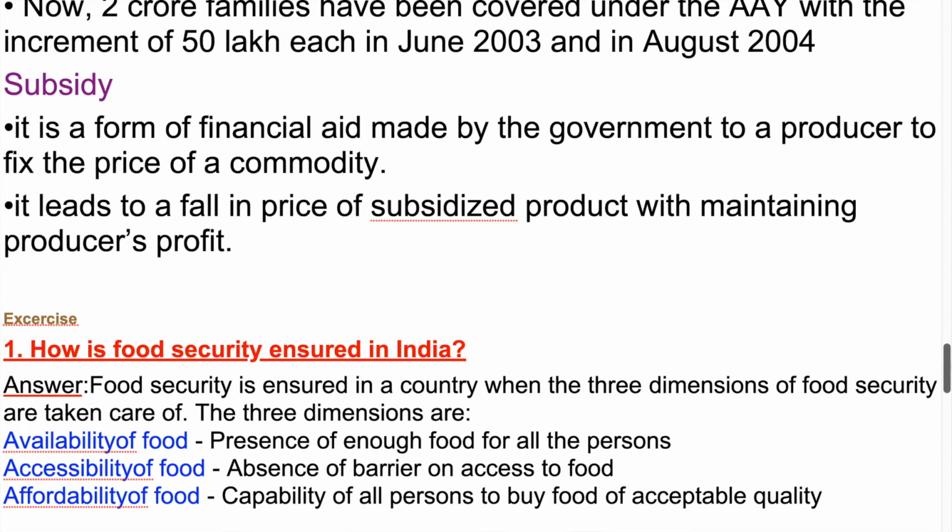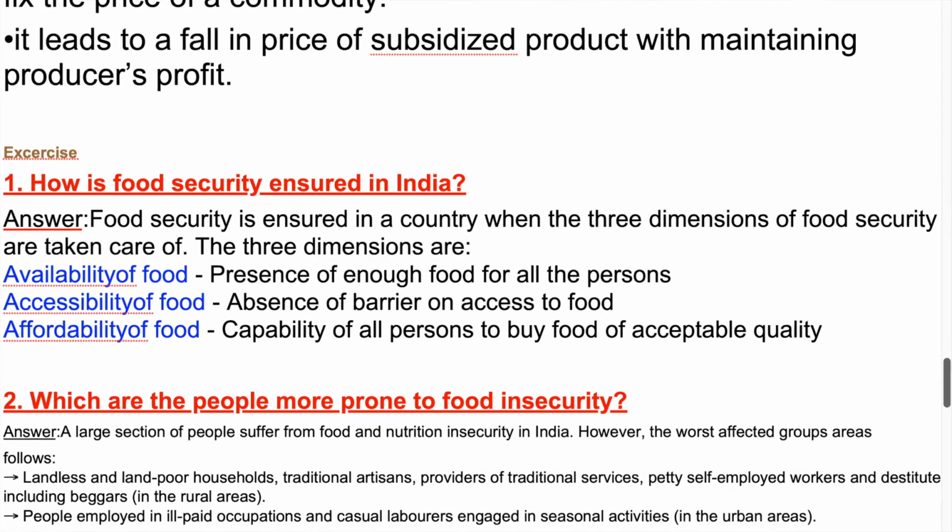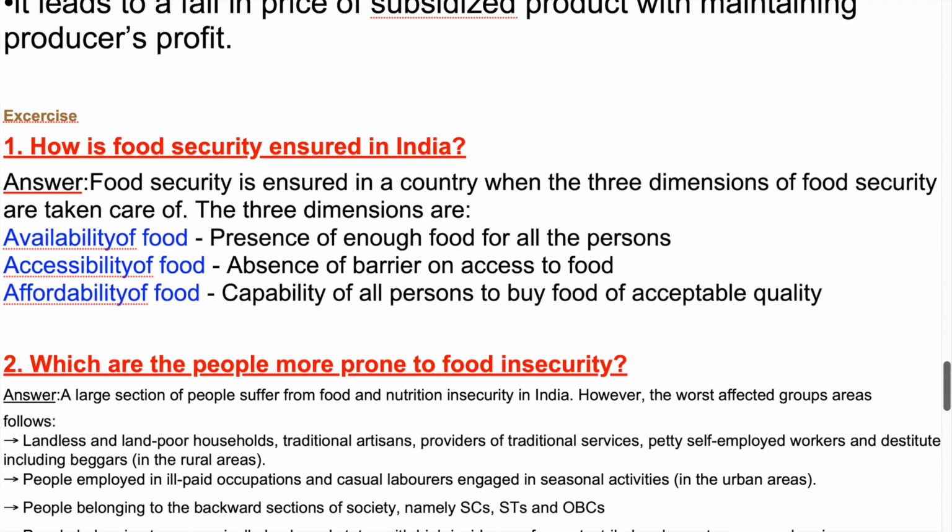Exercise 1. How is food security ensured in India? Answer. Food security is ensured in a country when the 3 dimensions of food security are taken care of. The 3 dimensions are availability of food, presence of enough food for all the persons; accessibility of food, absence of barrier on access to food; affordability of food, capability of all persons to buy food of acceptable quality.